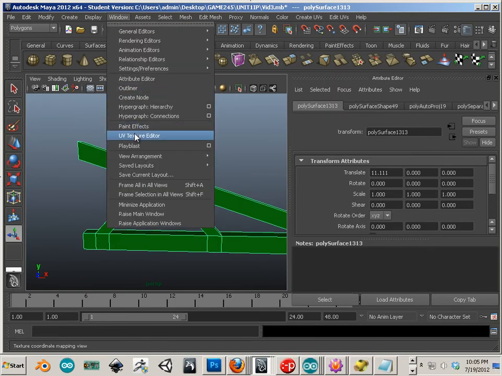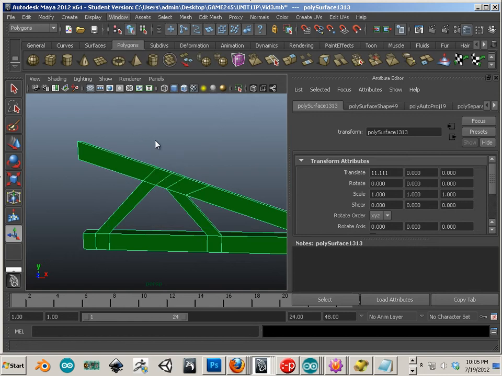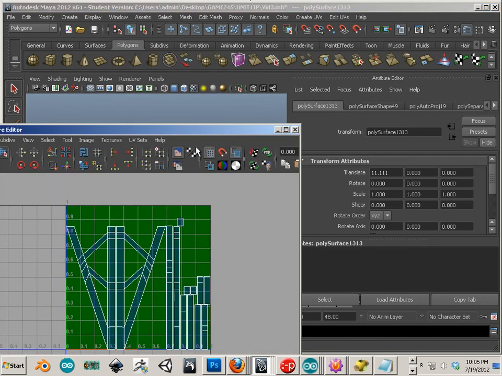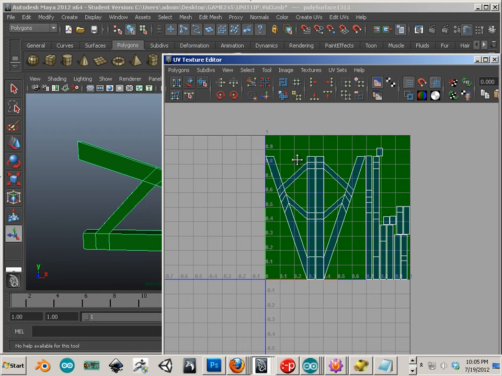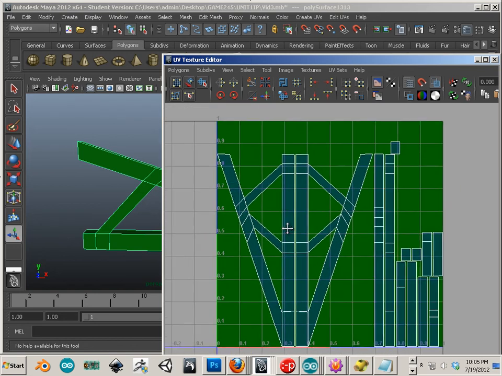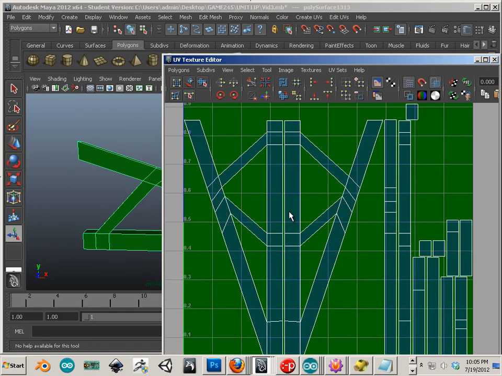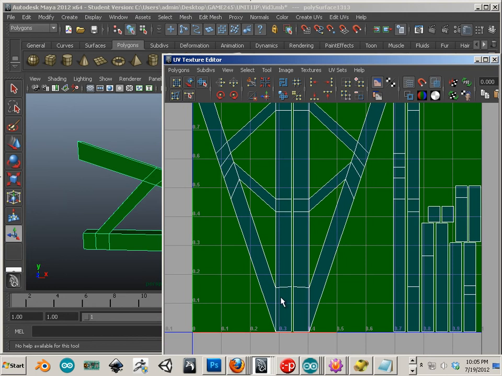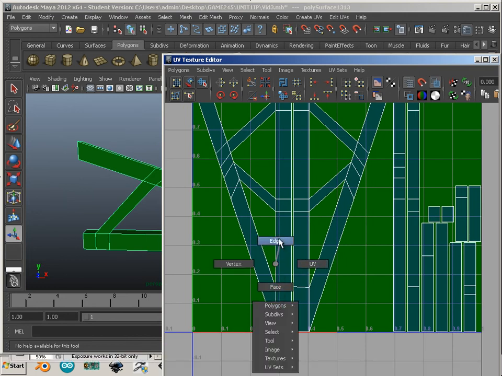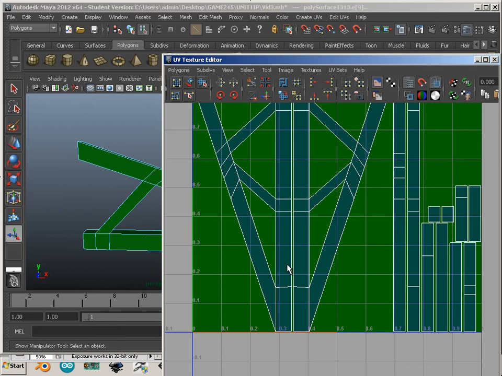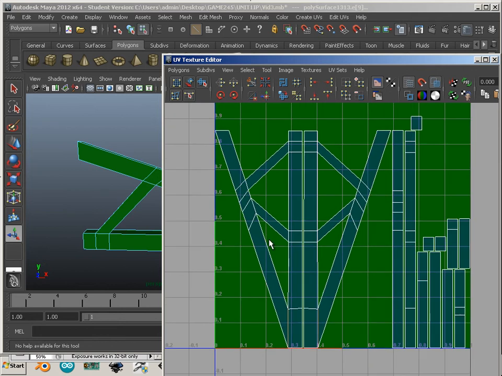Go to Window, UV Texture Editor. And in this case, we're going to disassemble some stuff just so the wood grain goes in the same direction. This is going to ease up the texturing process quite a bit. In this case, these two edges right here, we're going to cut. And actually I'm going to cut this one, this one, this one, this one, so I can highlight all these edges at once and cut.